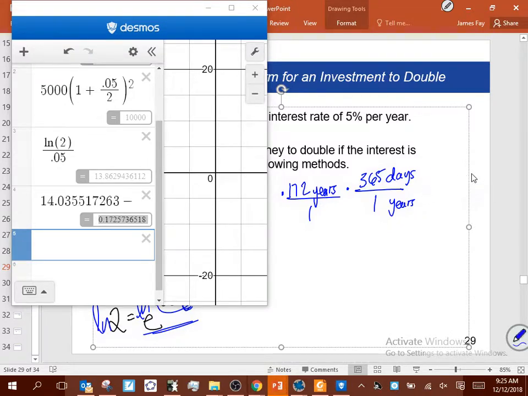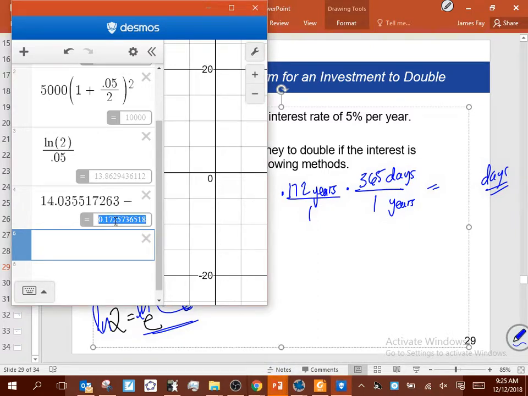I want to do this real quick, because I want to see how many days this is. This is something we're going to be asked to do in trig, and I think we'll get a jump start on it right now. It's going to be pretty beneficial. So I'm going to take that number, 0.17, and multiply it by 365.